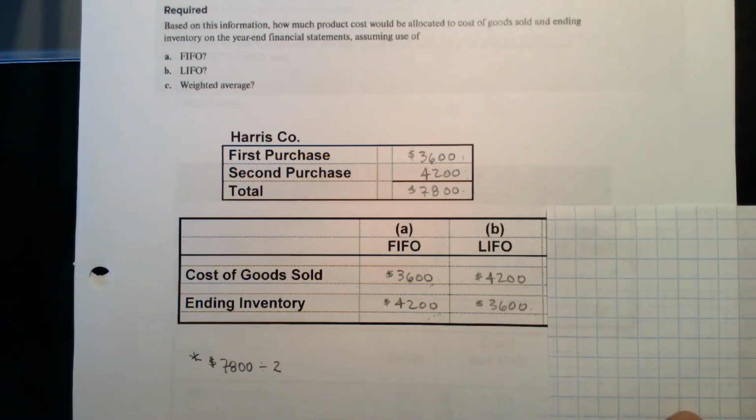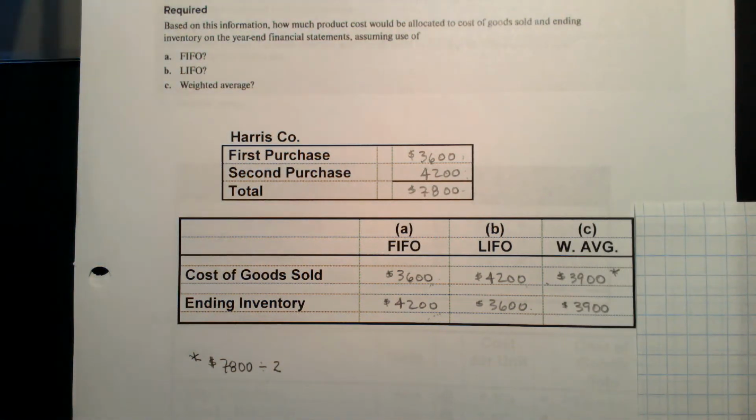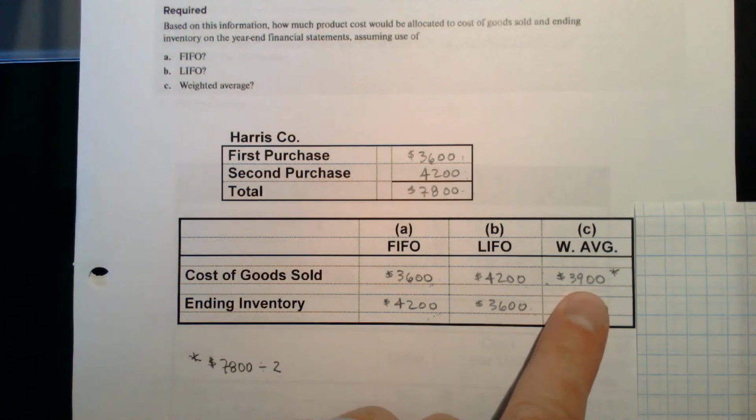Next, the opposite assumption, LIFO, we give customers the newest one, which is the second purchase, $4,200. The $3,600 one is left in inventory. And the last one, weighted average, we assume we mix these two items up and give a random one to the customer. Well, 7,800 divided by 2 is 3,900, so we cost the sale at 3,900 and say our inventory value is 3,900. So that's pretty easy.